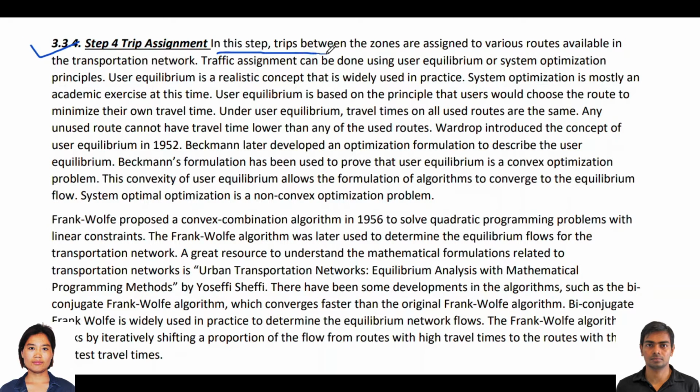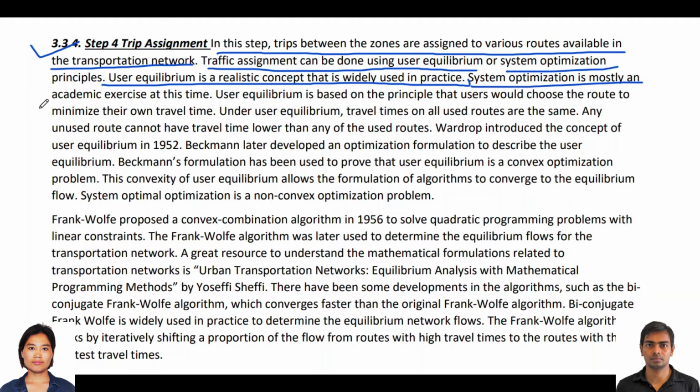In this step, trips between two zones are assigned to various routes available in the transportation network. The traffic assignment can be done using two methods. One is user equilibrium and one is system optimization. User equilibrium is a realistic concept that is widely used in practice, and we will look at what user equilibrium is. System optimization is mostly an academic exercise at this time, even though TransCAD and other travel demand modeling software provide an option for system optimization. They are barely implemented for practical purposes.